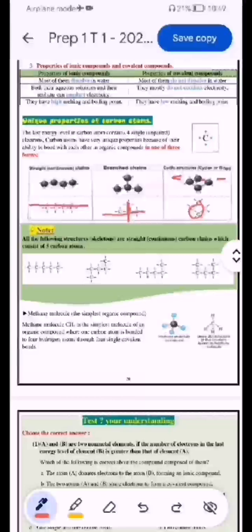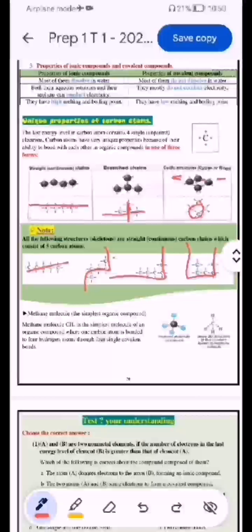Look at this note. All the following structures or skeletons are straight or continuous carbon chains. Look at this. When I move along this chain, I move in one line. Look at this, I move in one line also without any cut. And this, I move in one line without any cut. So all of these are called straight or continuous chains, okay?